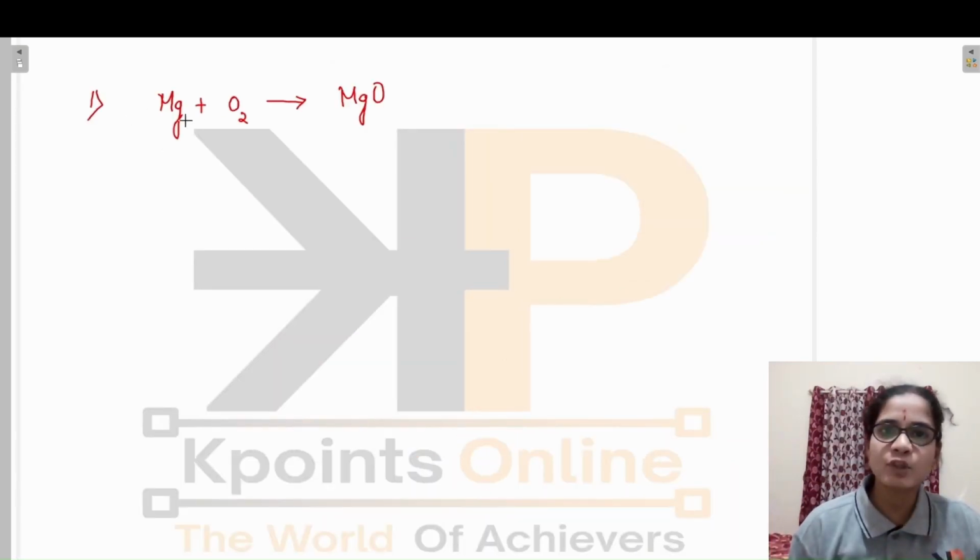See here, the number of magnesium atoms is the same on both sides. What about oxygen atoms? Here there is only one oxygen atom, but there are two oxygen atoms here. So by writing the coefficient 2 here, I get the number of oxygen atoms the same on both sides. But what has happened to the magnesium atoms now? Here there is only one, but here there are two magnesium atoms. So again I need to write the coefficient 2 here so that the equation is balanced now.